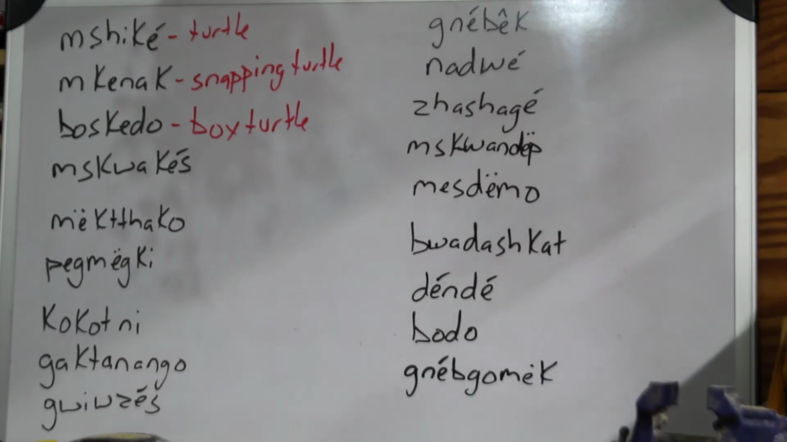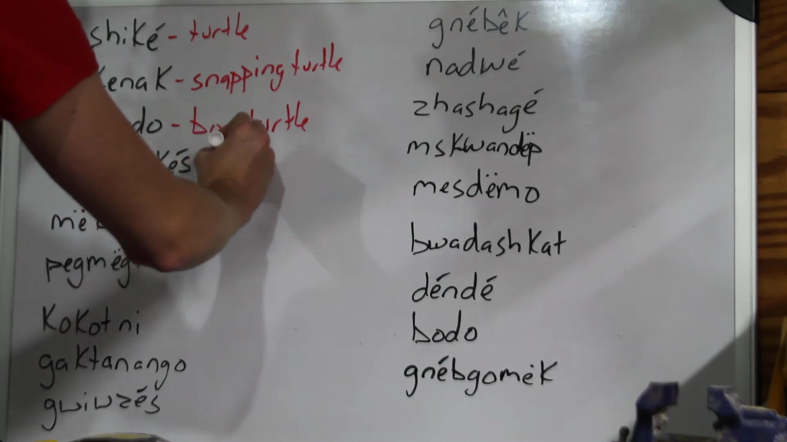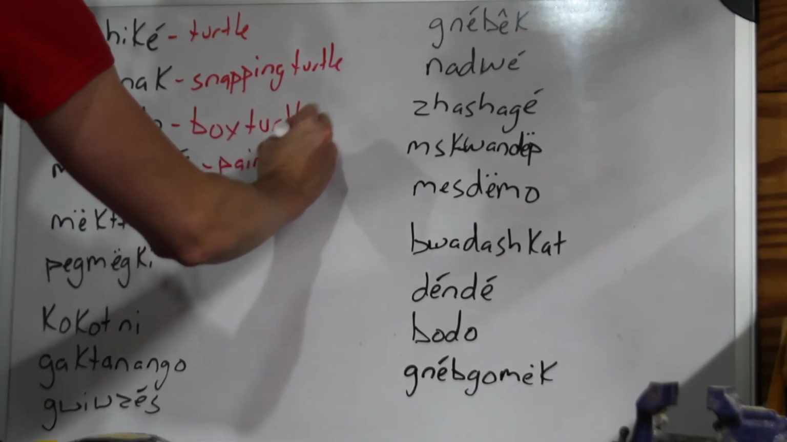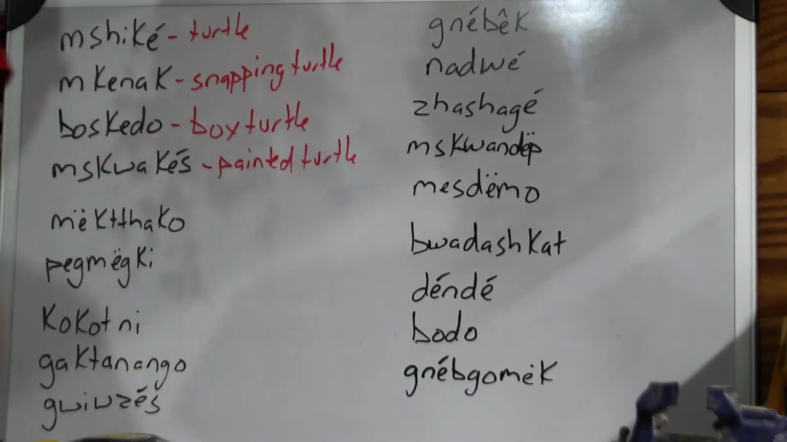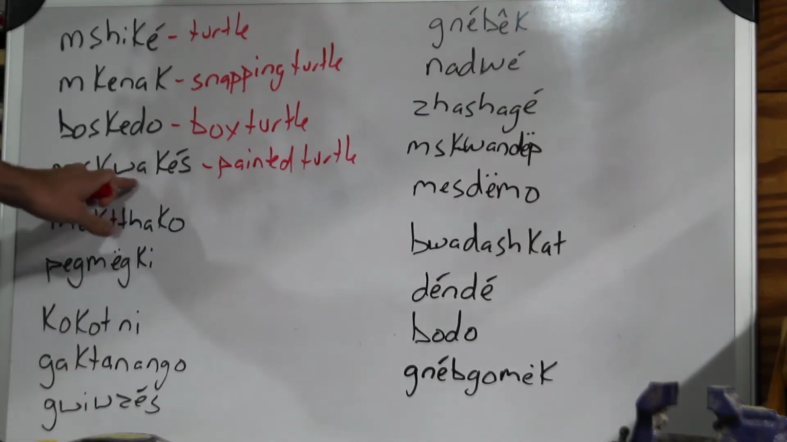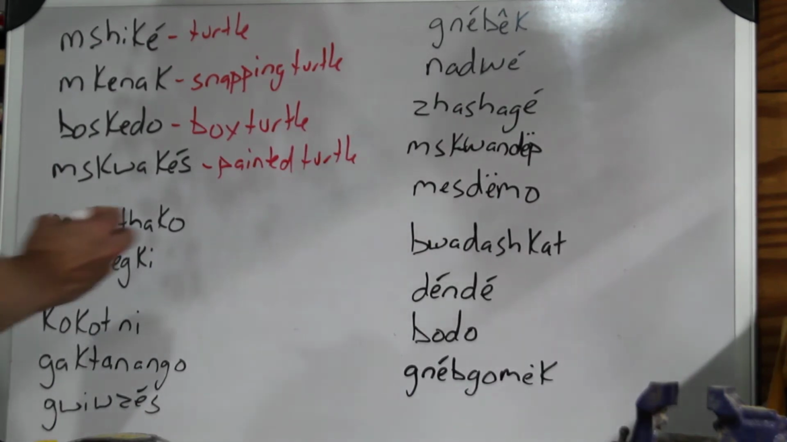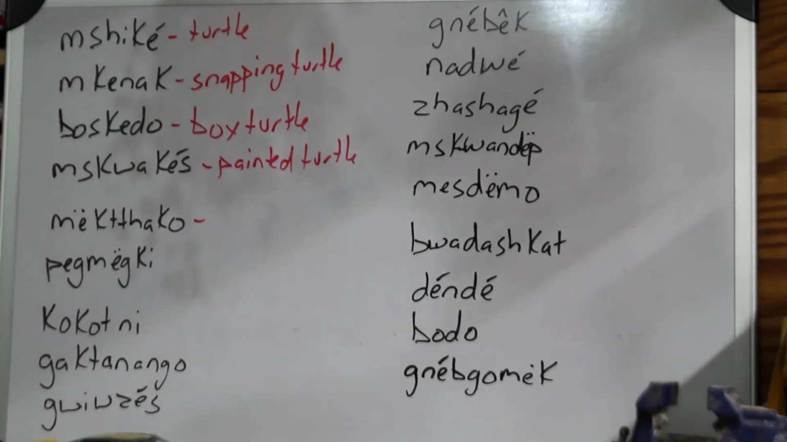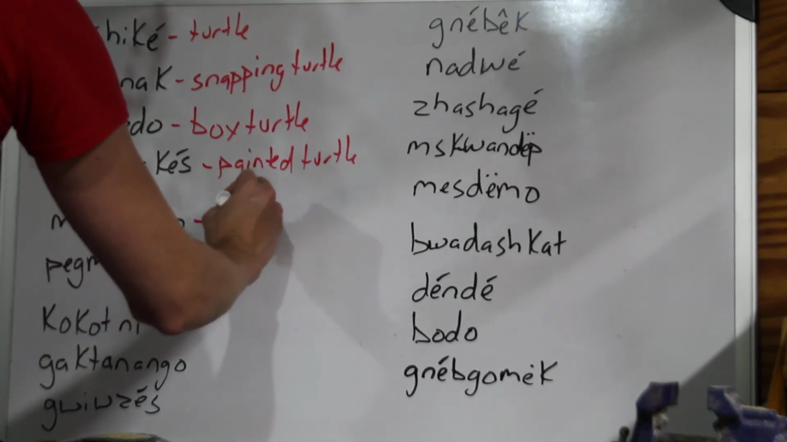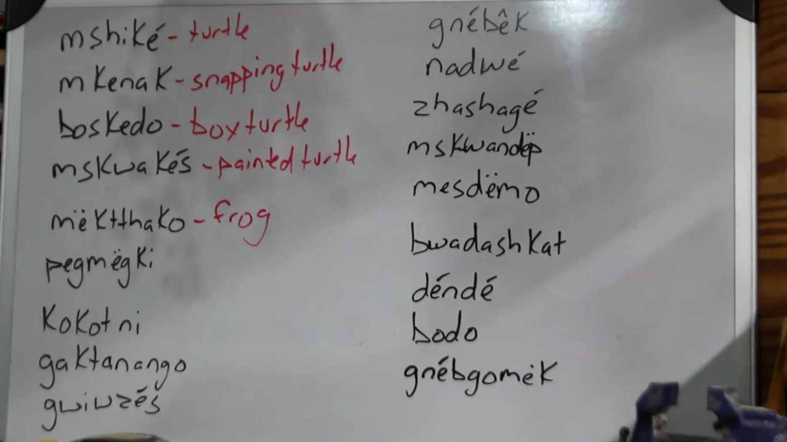Next one we have is Musquakas. Musquakas is a painted turtle. On that word Musquakas you have Musqua, which is the color red. That describes the redness that is on the shell of the painted turtle. Next one we have on here is Makchako. Makchako is a frog, any type of frog.